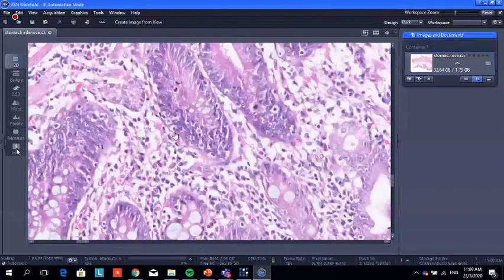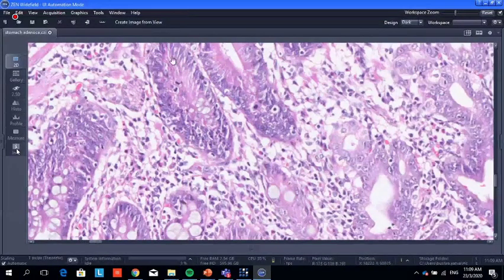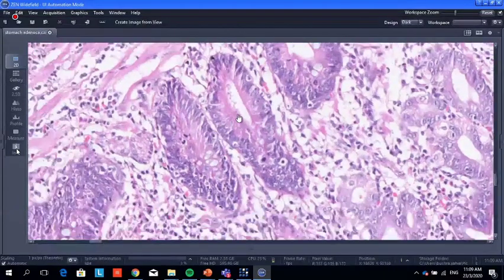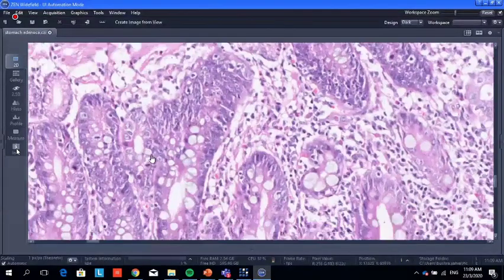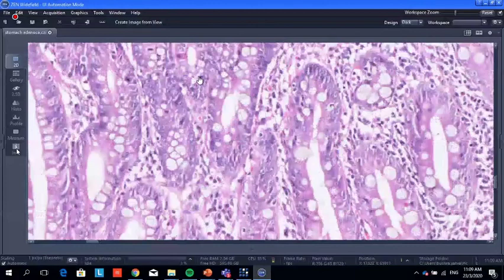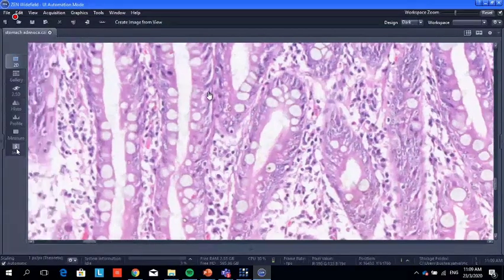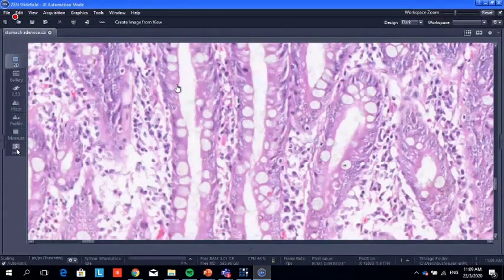Look at this gland. Oversecretion of acid from parietal cells. Yeah, there is oversecretion. What do you think it is due to? Infection. Infection by what? Helicobacter pylori. Yeah, very good.